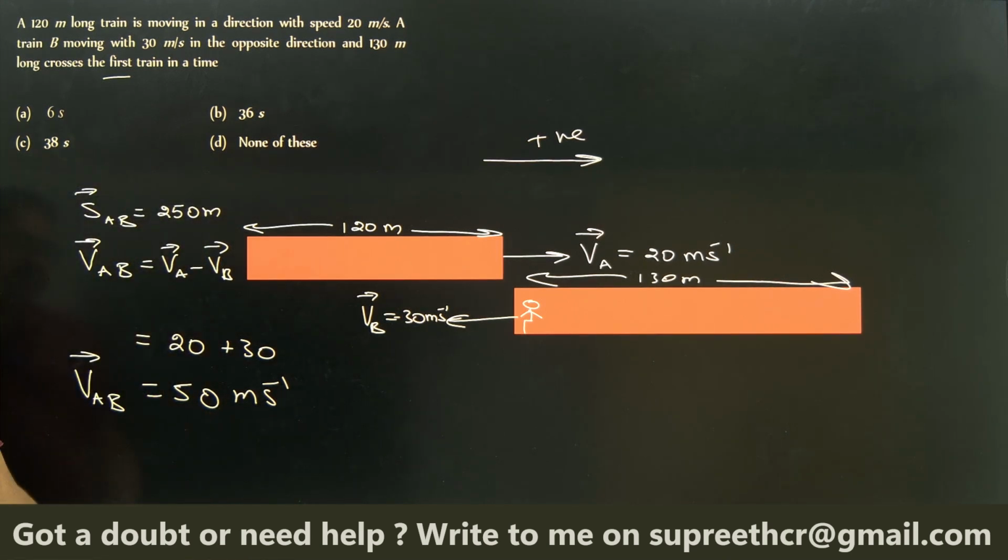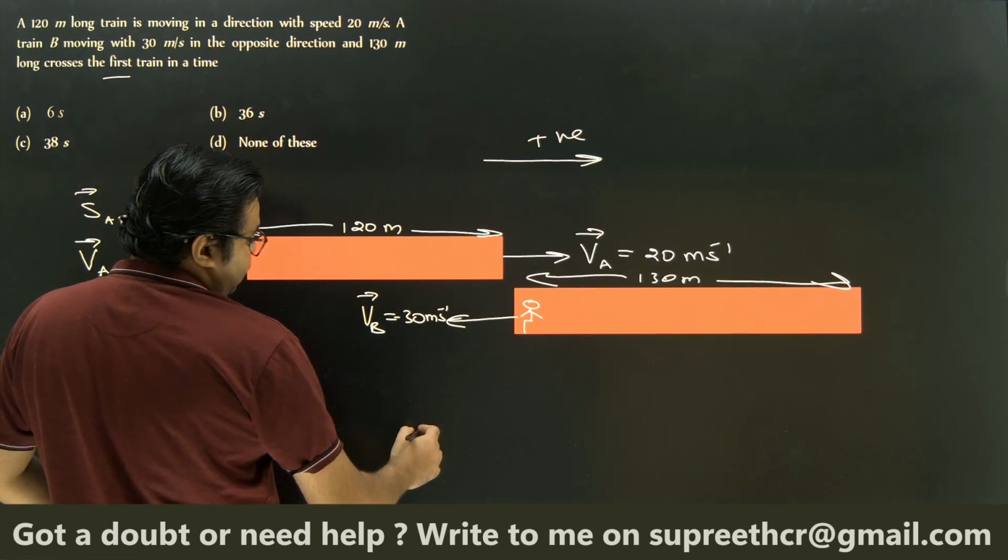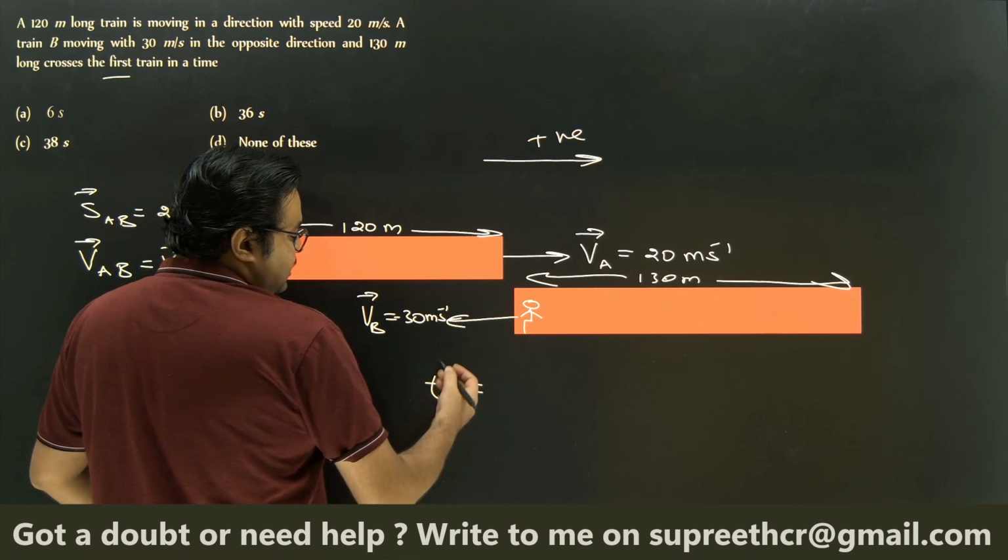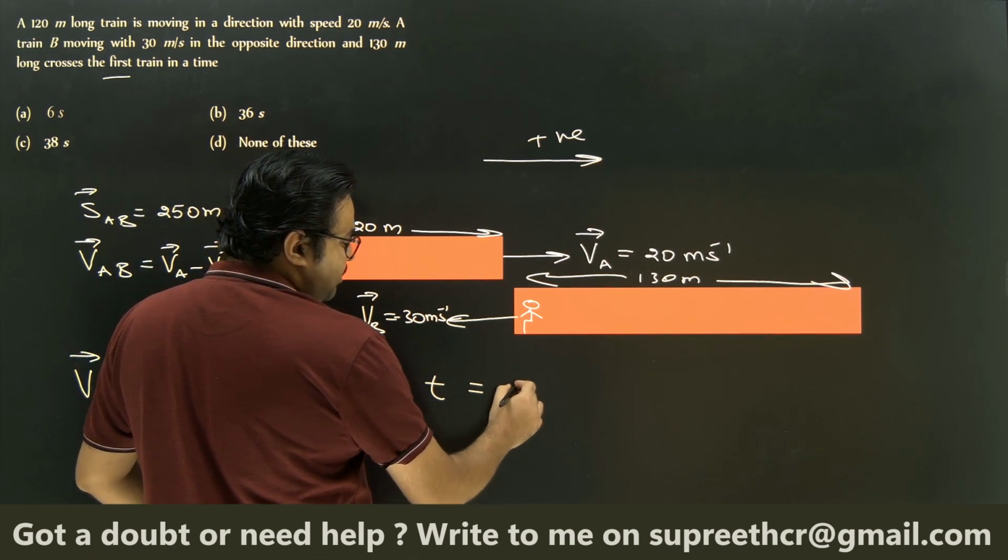When that is the case, dear friends, it's quite simple. You just have to find the time. Time is simply equal to distance divided by speed.